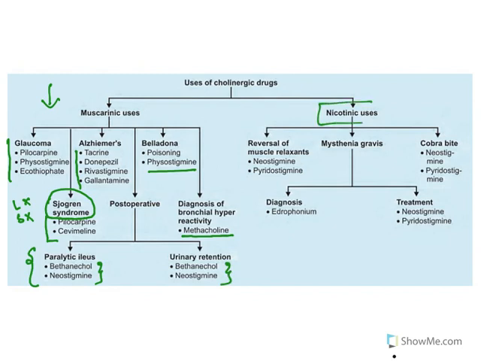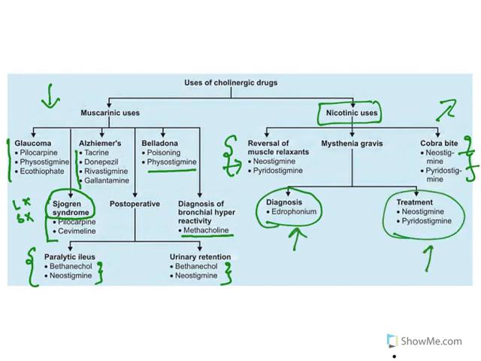Whereas for drugs acting on nicotinic receptors, muscle relaxant reversal can be carried out by neostigmine and pyridostigmine. Cobra bite can be treated by the same drugs, neostigmine and pyridostigmine. Understand this one, in cobra bite also the toxin blocks nicotinic receptors. So to activate the nicotinic receptors, these drugs should be used. Diagnosis of myasthenia gravis is by edrophonium. Treatment is by neostigmine and pyridostigmine. Take a screenshot of this, which is very useful for all competitive examinations.